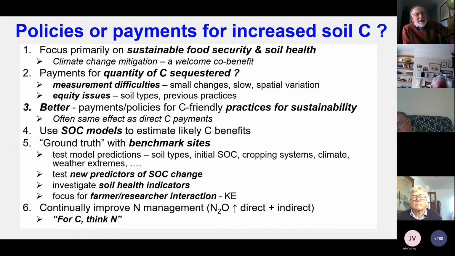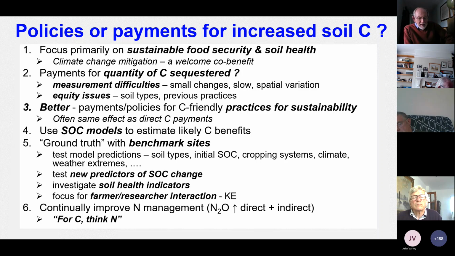But I think if we had some benchmark sites across the country where we looked at different management practices, we could check our models out against them. We could investigate new predictors of change, these new early warning systems, perhaps soil health indicators, and they could also be a focus for farmers and researchers interacting with each other, because I think that's where we can often get a lot of benefit. And at the same time, my sixth point is we really want to be continually improving nitrogen management because of this nitrous oxide business.